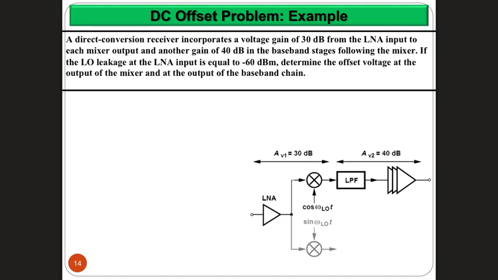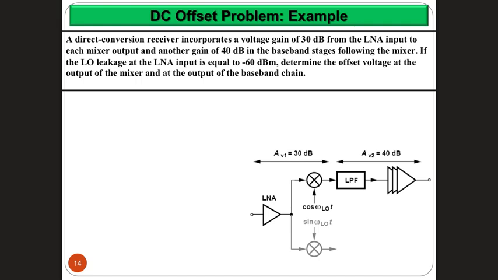DC offset problem. This example shows basically how the DC offset problem happens, in terms of calculation. I want you to try to calculate this. It says that you have a direct conversion receiver incorporating a voltage gain of 30 dB from the LNA input to each mixer output, so to the output of the mixer, the cosine and the sine. And another gain of 40 dB in the baseband stages following that.